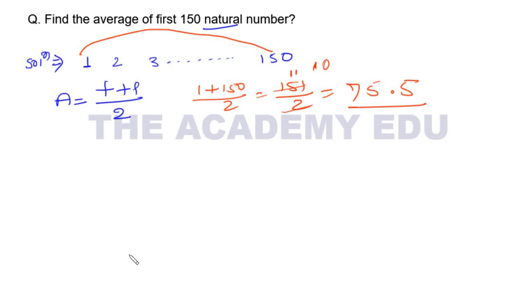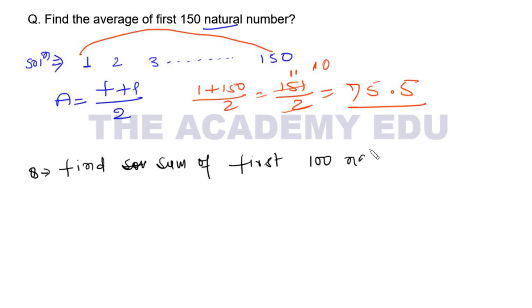Similarly, my dear friends, if I ask you, this is a very famous question. What is the question? Find the sum of the first 100 natural numbers. So can you find it? Here, if you don't know the trick, you will try to add everything one by one. So don't try to add it.